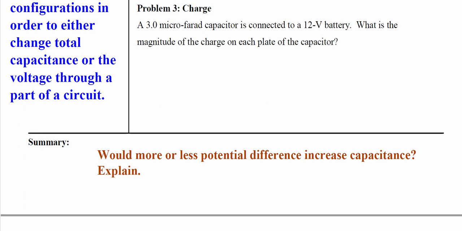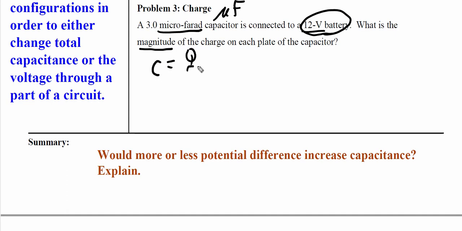Problem 3, we have a 3.0 microfarad capacitor. That's microfarad, micro being 10 to the negative 6. It's connected to a 12-volt battery. What is the magnitude of the charge? So magnitude again means absolute value. It means don't worry if it's positive or negative, because we didn't tell you what end of the terminal it's connected to, if it's connected to the positive or to the negative terminal of the battery. So just worry about absolute value in this case and the magnitude of the charge on each plate of the capacitor, because we know that one plate will be positively charged and one will be negatively charged.